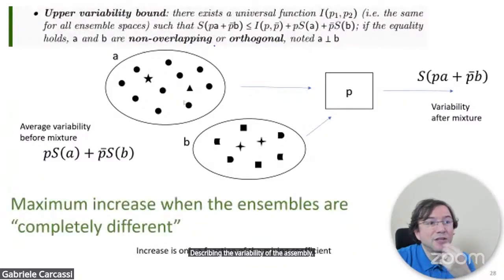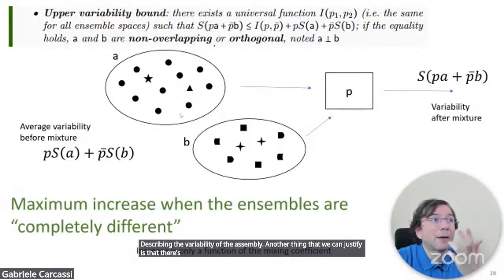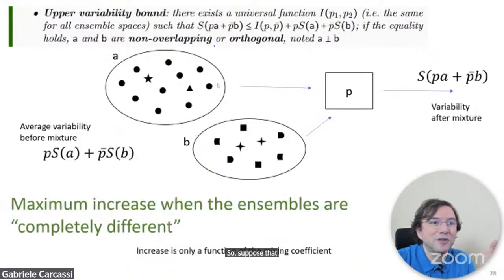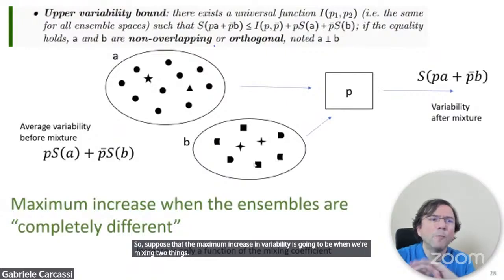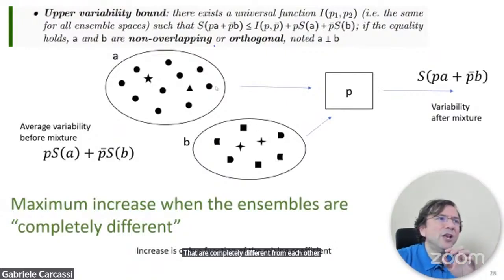Another thing that we can justify is that there is going to be an upper variability bound. Suppose that the maximum increase in variability is going to be when we're mixing two things that are completely different from each other, right? That no element of A, no instance of A, could be thought of as coming from an instance of B.